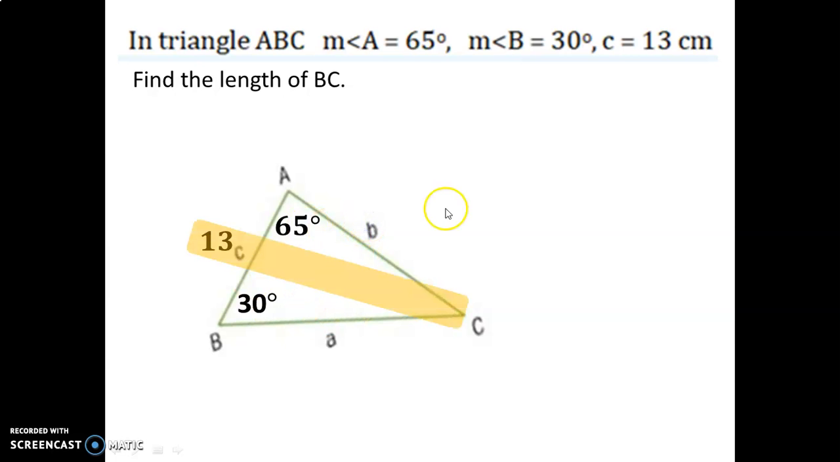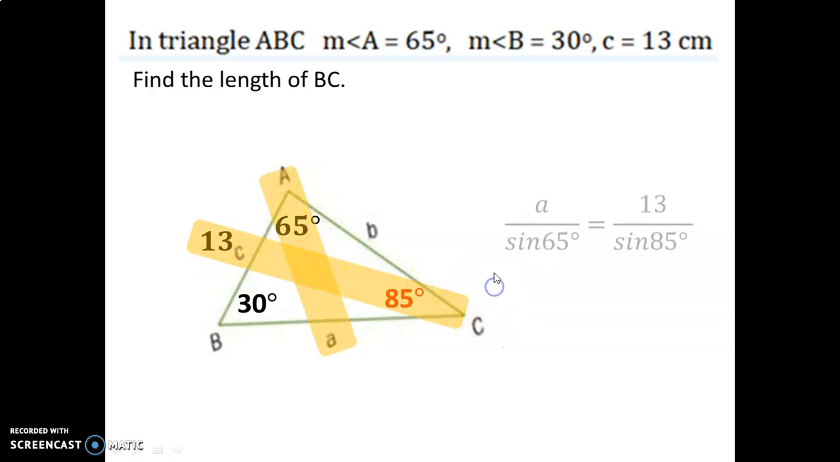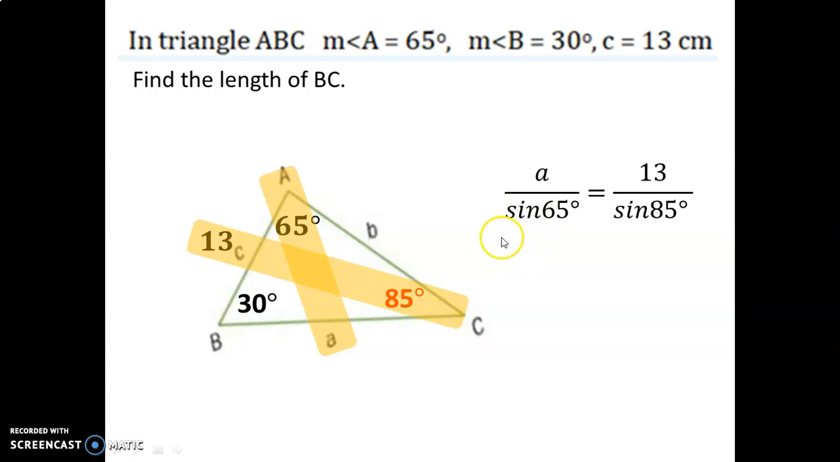So that one we can go on to use the sine rule. We can say, okay, we can make a relationship for these two across from each other and these two, and put it all together in the sine rule. Okay, so that's the sine rule.